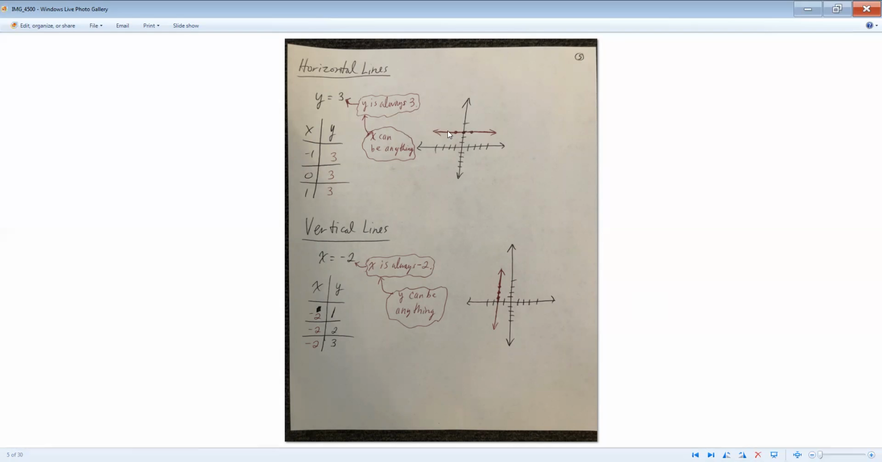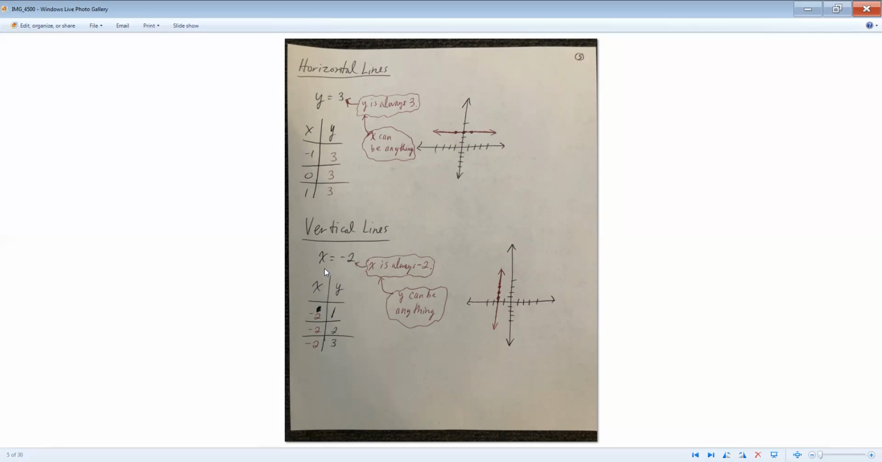So if that's the case, when you go to plot these points, negative 1, 3, 0, 3, and 1, 3, you'll get a horizontal line at 3. Same thing would occur if you have y equal to 5. That means y is going to be 5 no matter what. x can be anything, and you will have a horizontal line at 5.